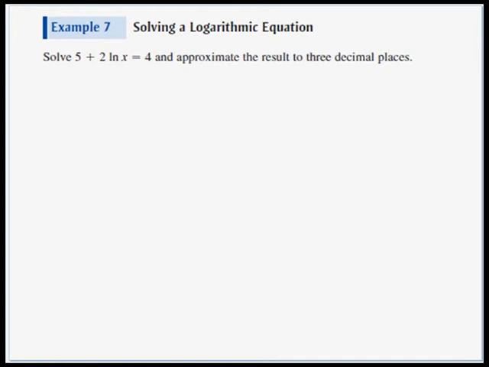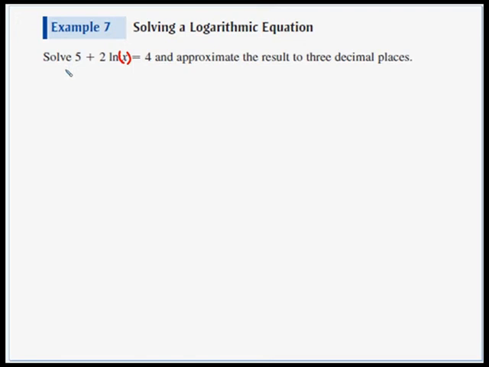Example 7. Solve 5 plus 2 times the ln of x is equal to 4 and approximate the result to 3 decimal places. Okay, so we're taking the log of our variable. Like I said at the beginning of the video, with the ln of x, x is in jail, and we have to get that x out of jail by using an exponential. The first thing we're going to do here, though, is get the ln isolated.